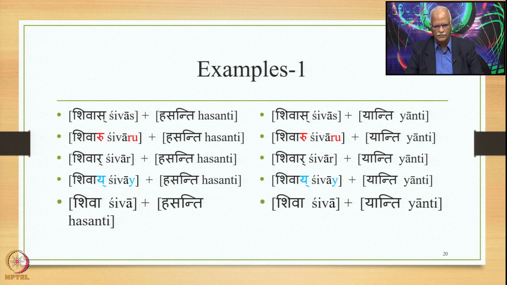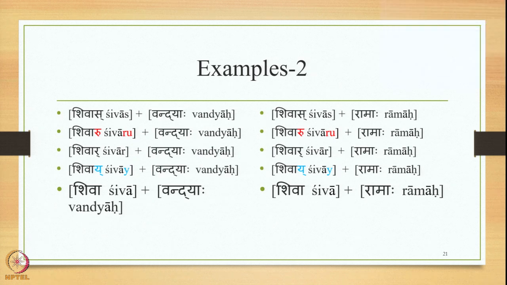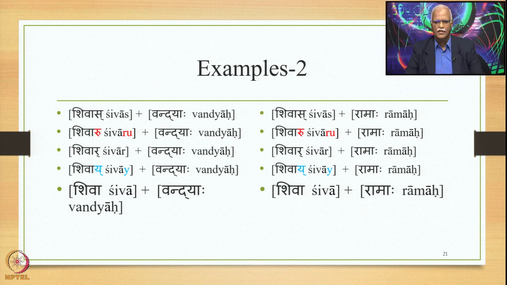Similarly, Shivas plus Yanti, sa is substituted by ru, ru by ya, and then finally Shiva Yanti. Then we have Shivas plus Vandyaha, and then sa gets substituted by ru, ru by ya, then ya gets deleted, and so we get Shiva Vandyaha. Then we have Shivas plus Ramaha, so we have Shivaru plus Ramaha, ru is substituted by ya, so Shivaya plus Ramaha, ya is optionally deleted, so we have Shivaya Ramaha and Shiva Ramaha.